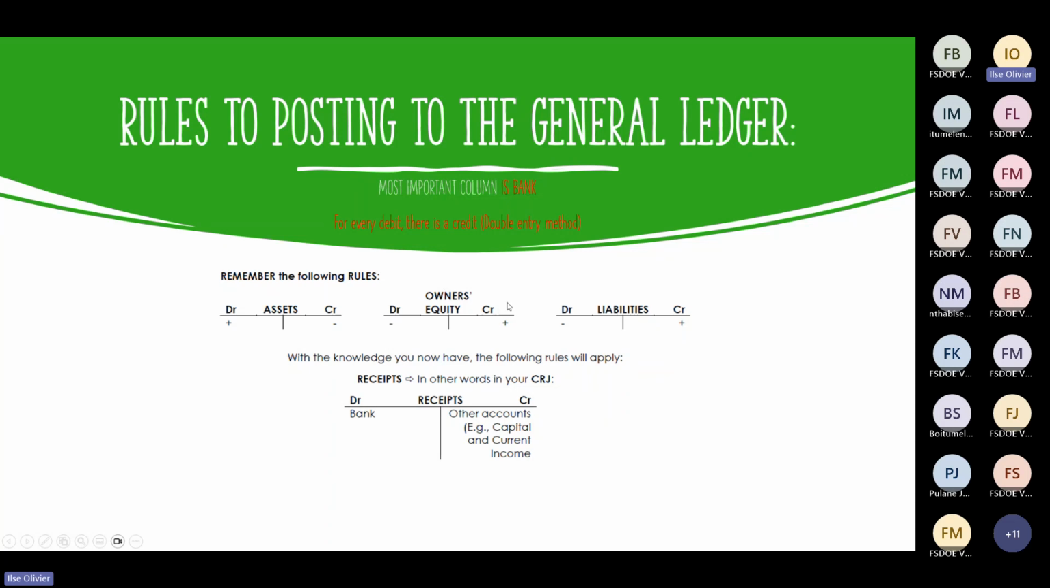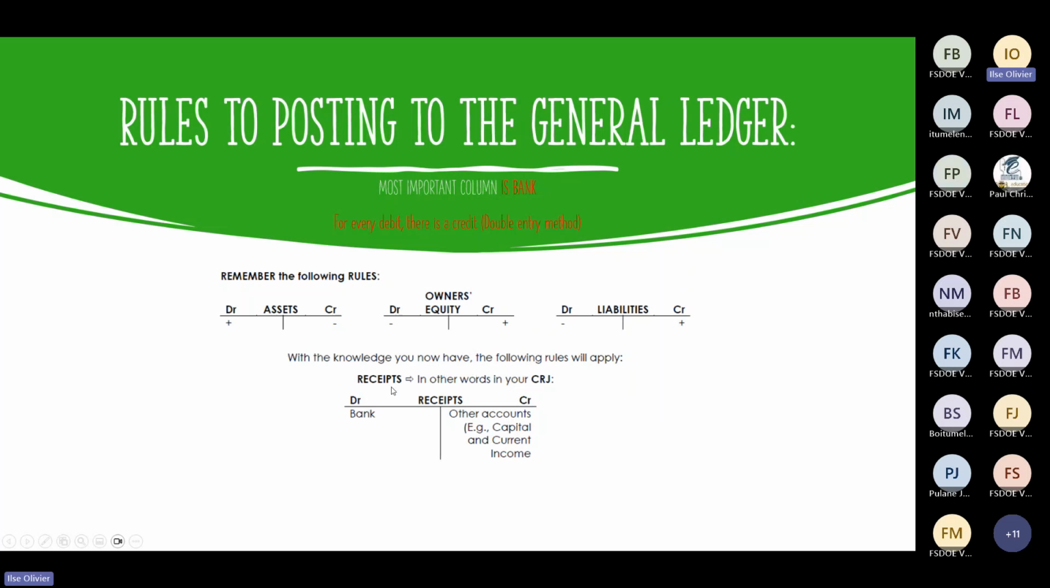So what will increase your owner's equity? It will be either incomes or your capital contribution. And what will be on your debit side will always be your drawings or your expenses. And then you have your liabilities that will increase on the credit side and decrease on the debit side. So if you take all this knowledge into account, you can apply the following rules.